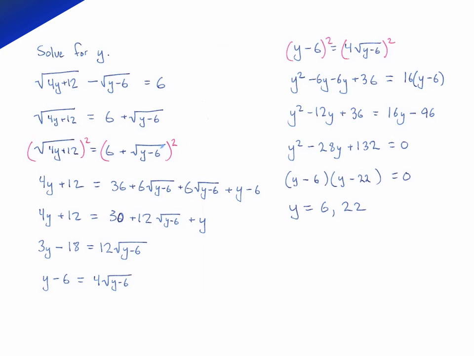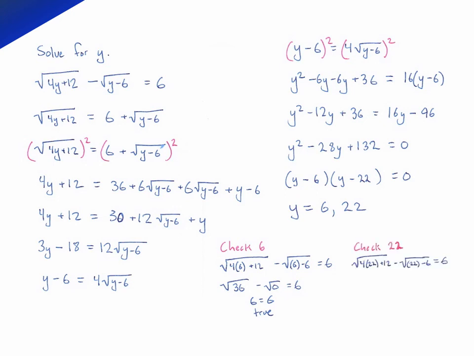But I do have to check those solutions to see if they're real solutions. So if I plug 6 back into the original equation, I end up with the statement 6 equals 6. It could be 10 equals 10, 12 equals 12, whatever. As long as it's a true statement, that number is a solution to the problem. If we check 22 by plugging it in, we also get a true statement. So 6 and 22 are both solutions to the problem.